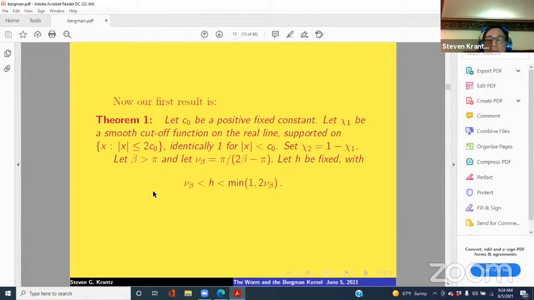Now I'm going to state for you four or five theorems that Marco and I proved, and I'm sorry to say that the first two have very long statements, so you're going to have to be a little bit patient with me here. We have a smooth cutoff function chi1, and chi2 is 1 minus chi1, and beta measures the rate of twisting of the worm. Beta is bigger than pi, and nu sub beta is pi divided by 2 beta minus pi. And h is a fixed positive number greater than nu beta and less than the minimum of 1 and 2 nu beta.